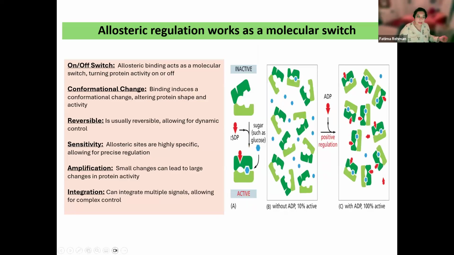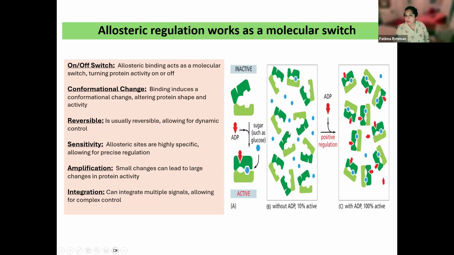So finally, let's walk through how allosteric regulation and phosphorylation work to control this. In allosteric regulation, the allosteric molecule works as an on-off switch within the cell. So here is an example. Here you have a molecule such as glucose that can bind in this active site, right? And it can either activate it or deactivate it.